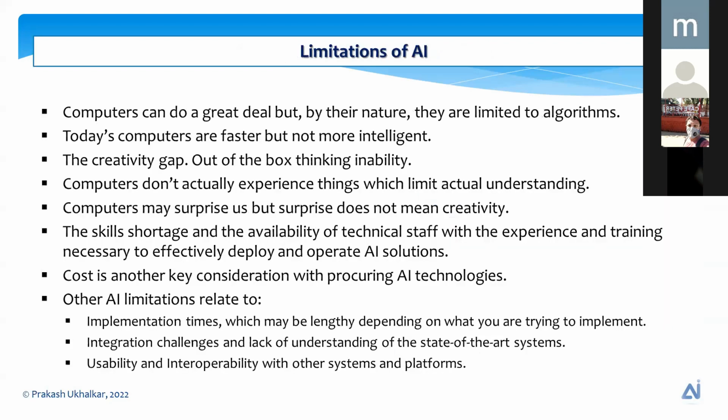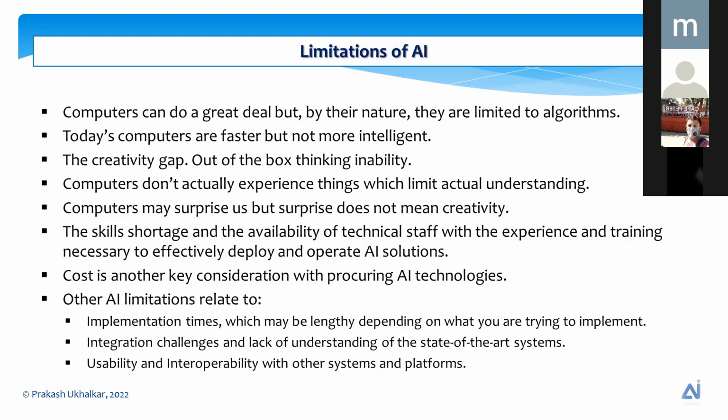Some of the limitations of AI, I'll quickly give an overview of it. Computers can do a great deal, but by their nature they are limited to algorithms. AI-based technology, machines and systems can perform only what they are programmed for, right? We want them to think like humans, behave like humans and act like humans, but it will take time. They are limited to the logic which we have added into them, right?